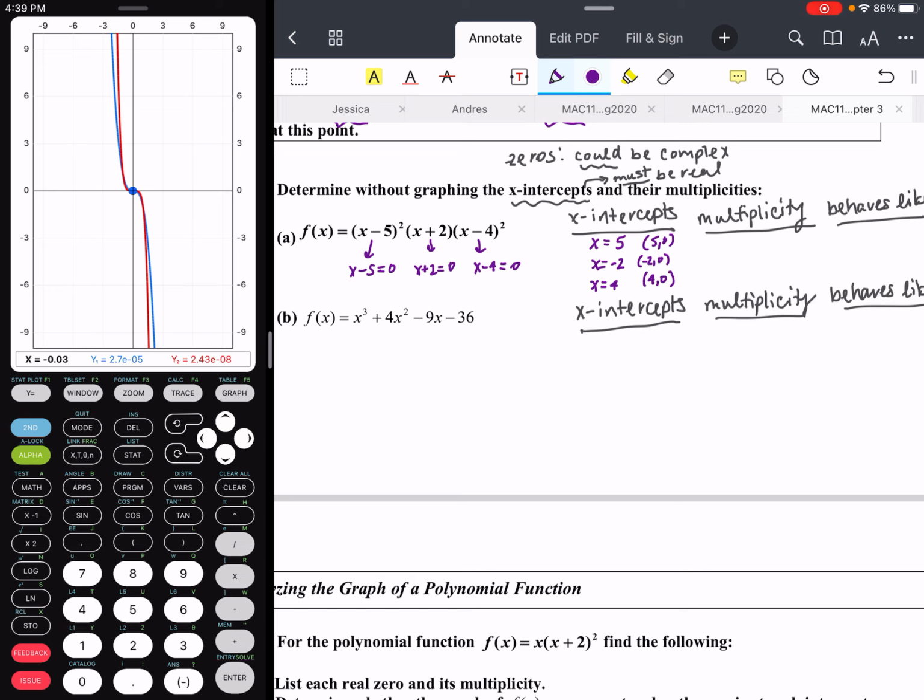So these were the x-intercepts that will appear on the graph: x equals 5, x equals -2, and x equals 4. For their multiplicities, for x equals 5, it has an exponent of 2. So the multiplicity is 2, which of course is an even number. For -2, the multiplicity is 1, which is an odd number. And for x equals 4, the multiplicity is 2 from the exponent, which is an even number.